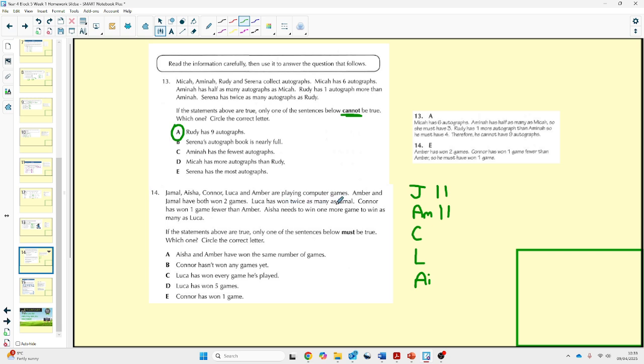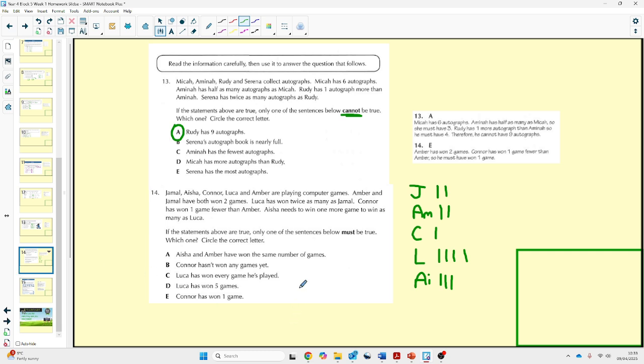Luca has won twice as many as Jamal, so we know then that Luca wins 4. Connor has won 1 fewer game than Amber, so Connor's only won 1 game. And then Aisha needs to win 1 more game to win as many as Luca. So that means that Aisha has won 3 games.